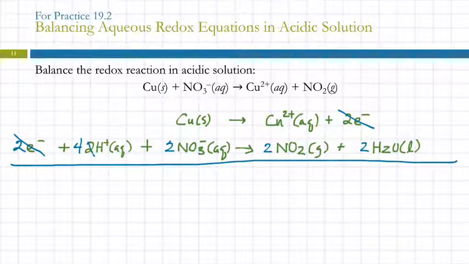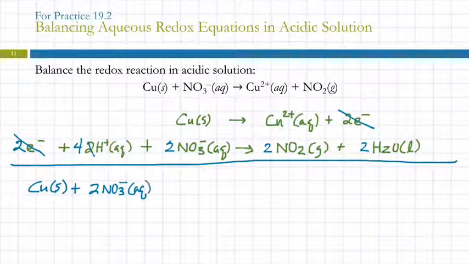So I've got solid copper, and I have 2 nitrate ions. And I've got 4 hydrogen ions.